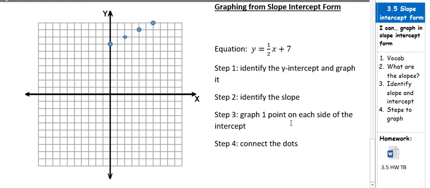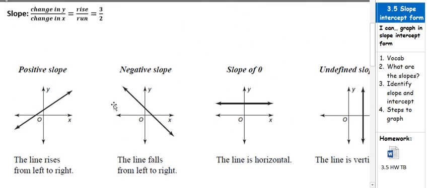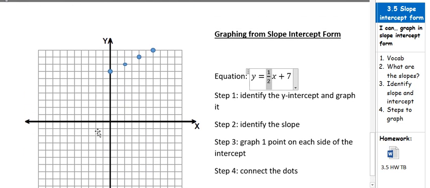This is part of step 3. It says graph 1 point on each side of the intercept. It's easy to see here that there's a pattern. These make a very straight linear line. When I say I have a slope of 1 over 2, that's a positive slope. How do I know it's positive? It's not a negative number. Positive slopes always go up from left to right. This slope so far is going up from left to right.